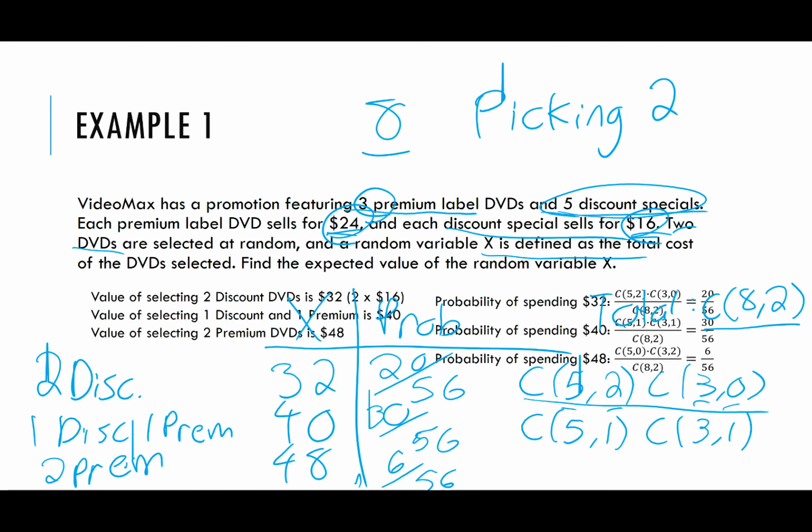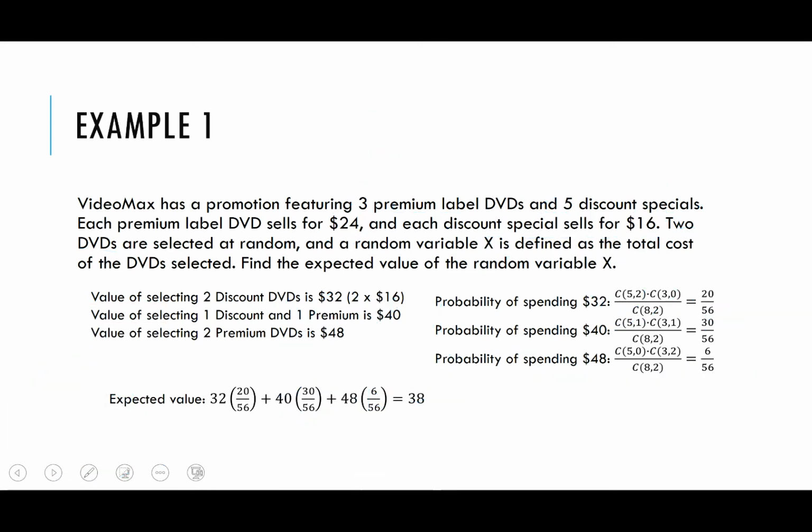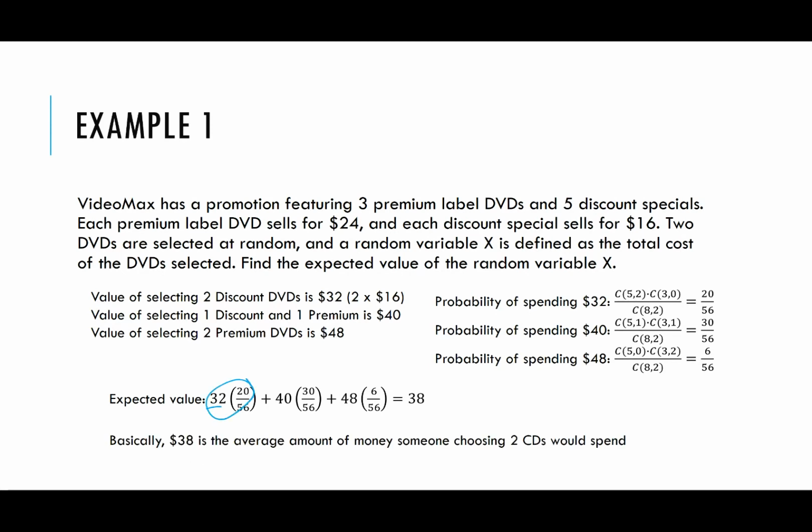Let me go ahead and just put it up here. So if you want to find the expected value, remember the expected value is just where you take that x value and multiply it with its probability. You take that value, multiply it with its probability, take that last value, multiply it with its probability, and you add them all up. When you add them all up, you get 38.